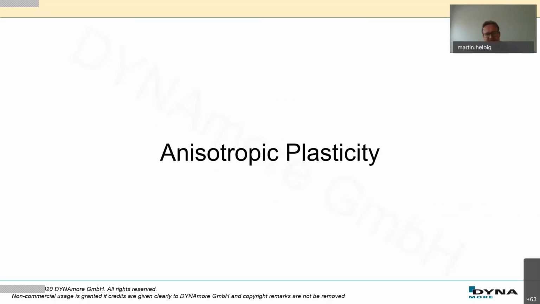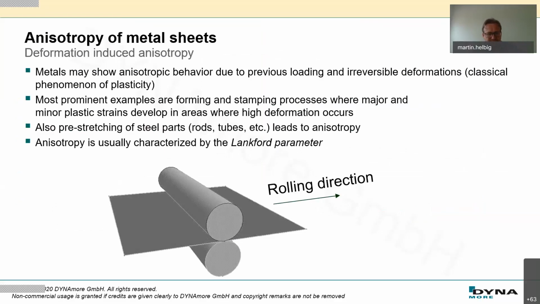So we come to this anisotropic plasticity. This anisotropy comes from process steps which you do, like rolling, for example, and it is described over this Lankford parameter.